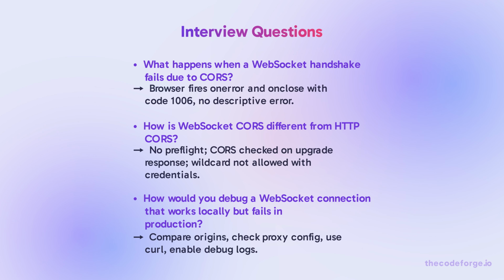Let's run through some common interview questions. What happens when a WebSocket handshake fails due to CORS? Browser fires onerror and onclose with code 1006, no descriptive error. How is WebSocket CORS different from HTTP CORS? No preflight. CORS checked on upgrade response. Wildcard not allowed with credentials. How would you debug a WebSocket connection that works locally but fails in production? Compare origins, check proxy config, use curl, enable debug logs.